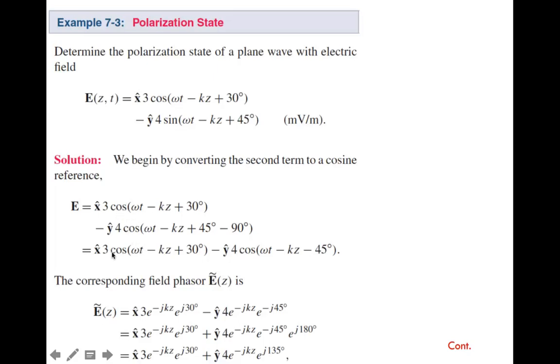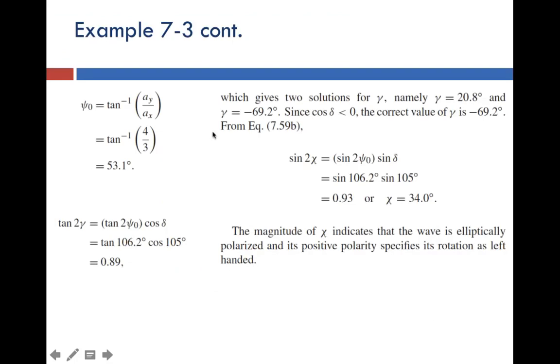You can see that we have the x component and the y component, and then we find the corresponding phasor field by substituting in using Euler's relation. And when you do that, you end up with x and y components with their respective phase shifts. So from there, you can calculate psi naught, and then you can also calculate the tangent of 2 gamma, so that you can get the necessary information to determine the polarization state.